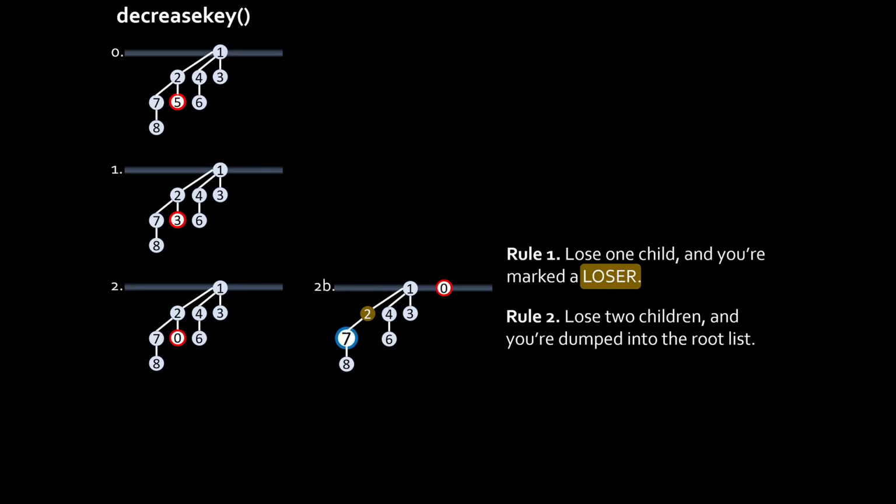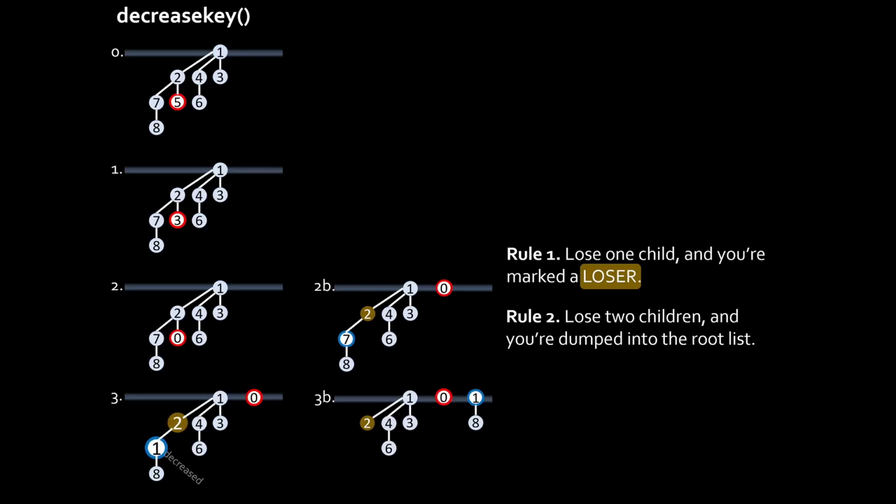So let's play this out. Let's imagine we take that node 7 and we decrease key, decrease it down to 1. This is now a heap violation, so we're going to be lazy. We'll just cut out the 1, we'll place it into the root list. Now the node 2, previously it was marked as a loser, now it has lost another child, it's lost 2 children, so we'll apply the disowning rule, we'll dump the node 2 into the root list. And we end up with this Fibonacci heap.